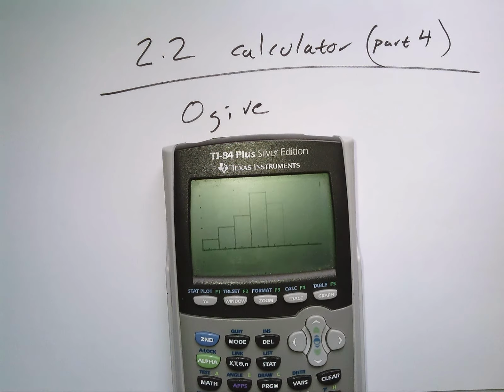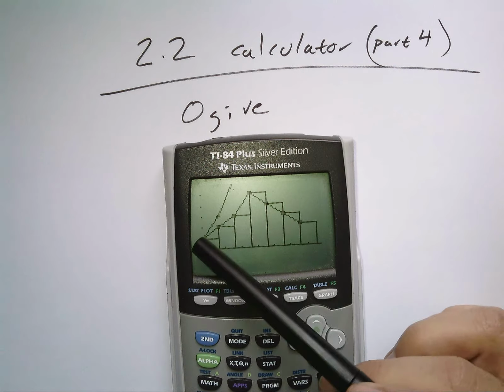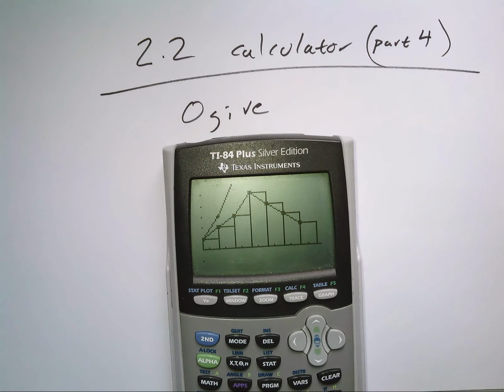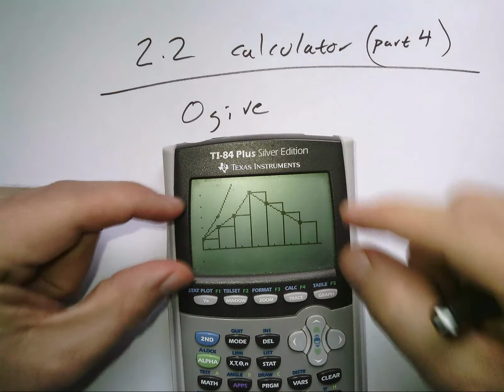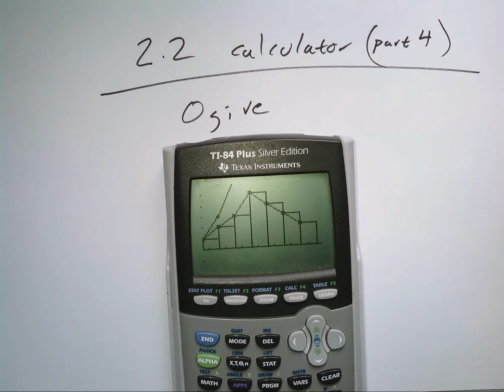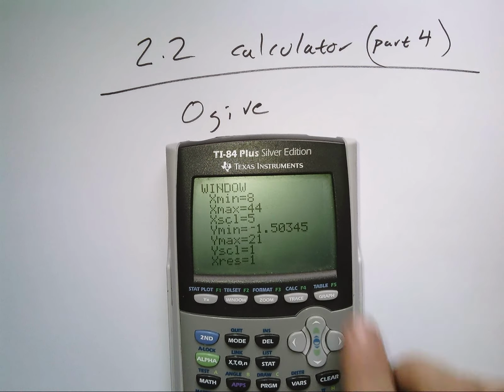Hit graph, and you'll notice I can't see anything. That's because it's a running total. It's way up here at the top of the graph where you can't see everything. So what we need to do is adjust the window and increase the Y's. Now remember, we went up to 20 for our total, so I'm going to make my Y's go to 20, really 21, so I have a little headroom. Alright, go into window, go down to Y maximum, and let's just make that 21, hit graph.